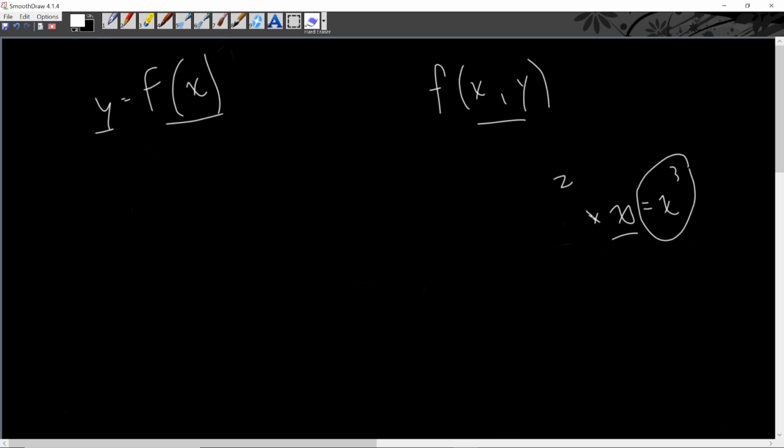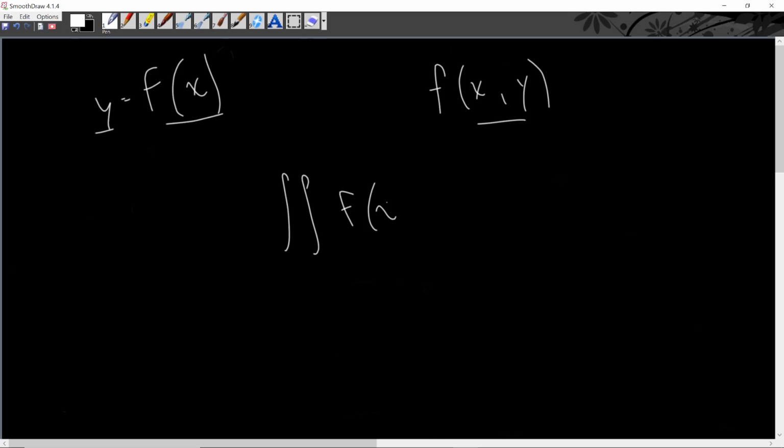Just to very briefly show you what they might look like, even though we're not going to actually do anything just yet. Let's say we have this, and then f of x, y of some type of dx, dy. This is going to be area. I mean, this is area, but this is going to be volume. You're adding another dimension to your integral. So instead of just calculating area, you're calculating volume.